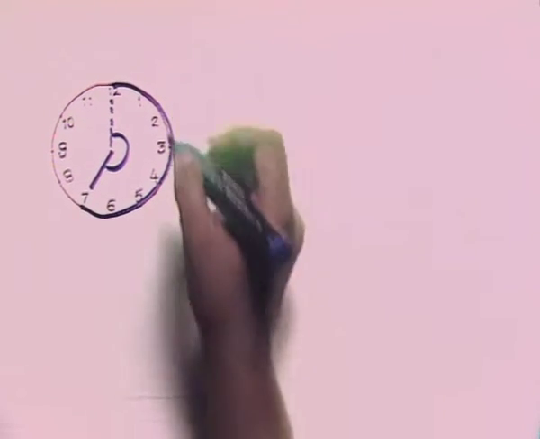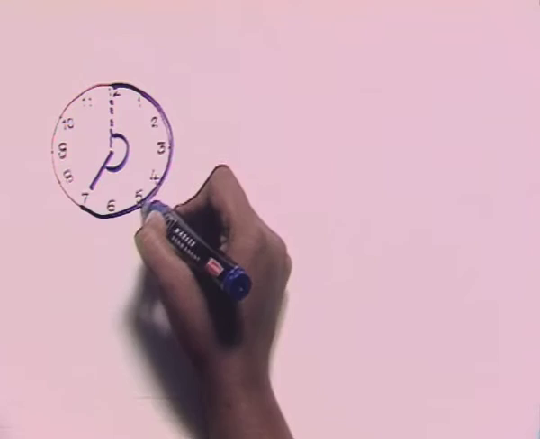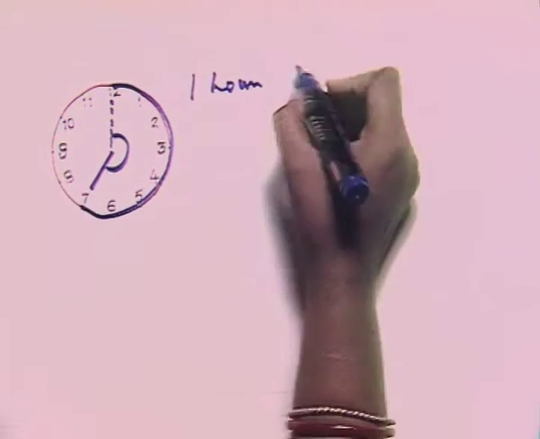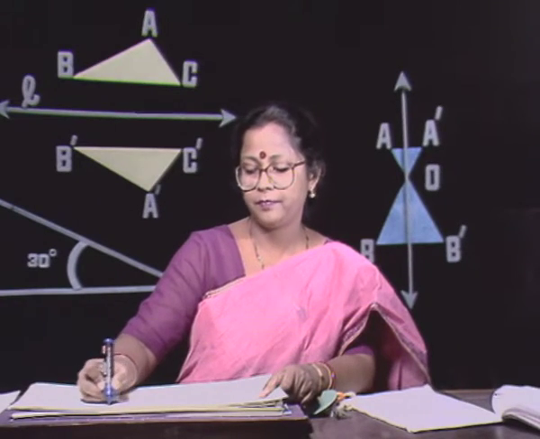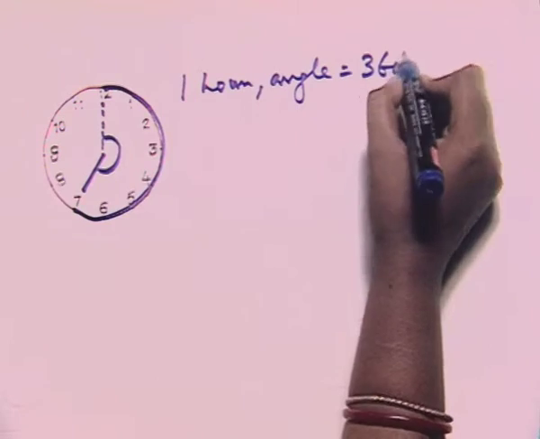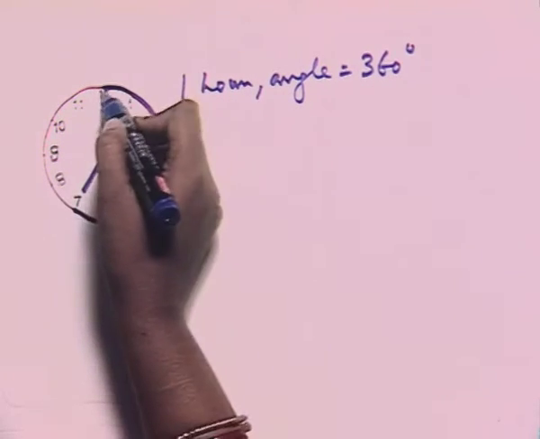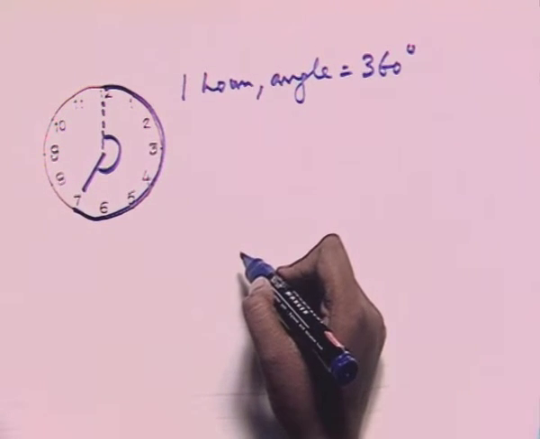Now, we know that in 1 hour a minute hand makes an angle of 360 degree, because it starts moving from 12 and again reaches 12. So, in one full circle it is making an angle of 360 degree.